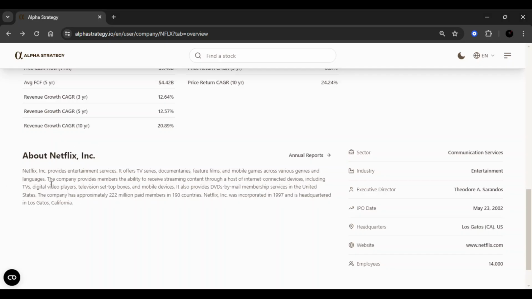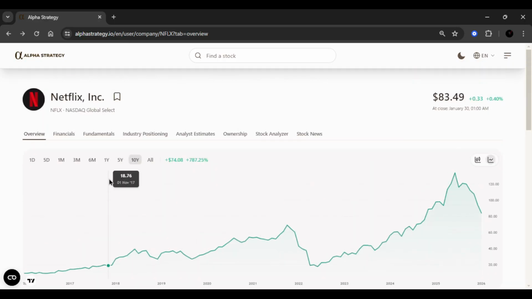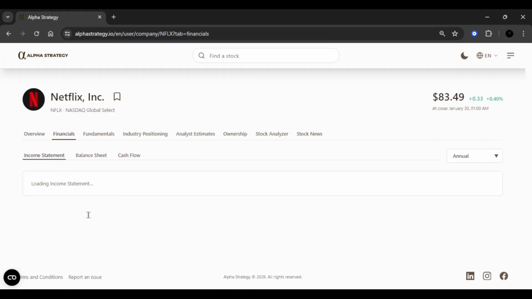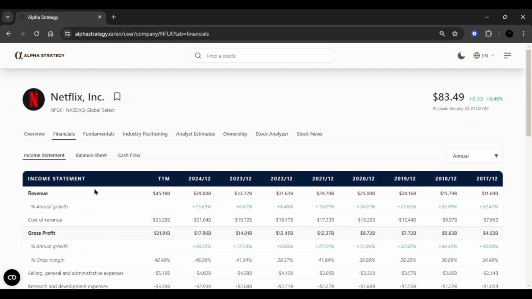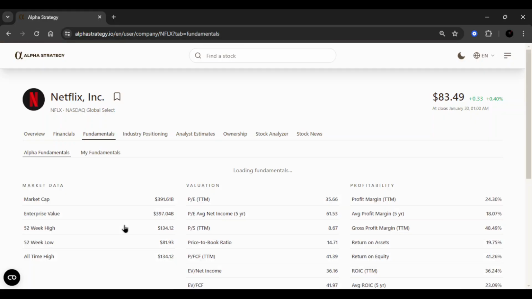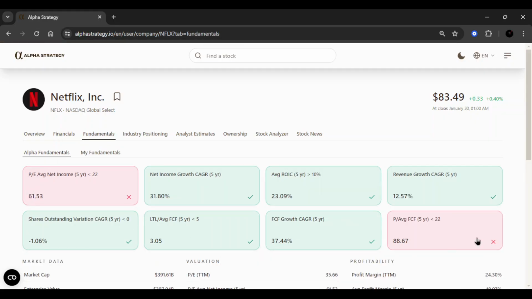Just below, you have a brief description and a direct link to the annual reports and some main information such as the link of the website, the industry, the executive director or CEO of the company, etc., etc. So once we've done a quick overview, we can go to financials to watch in detail the numbers, but I really recommend to skip that point and go to fundamentals, where you can see the 8 fundamentals of the company.